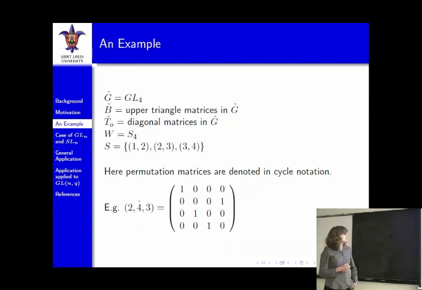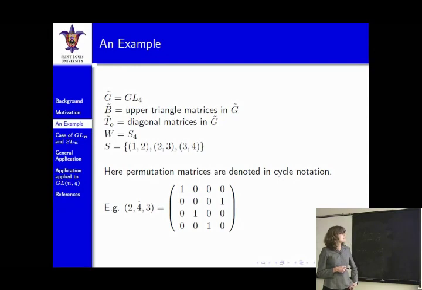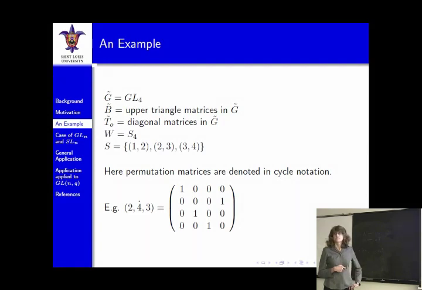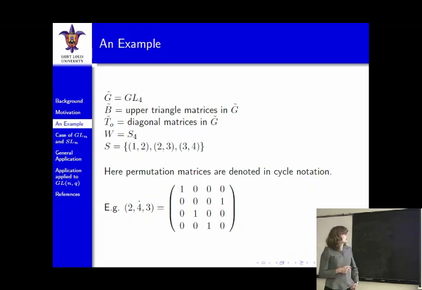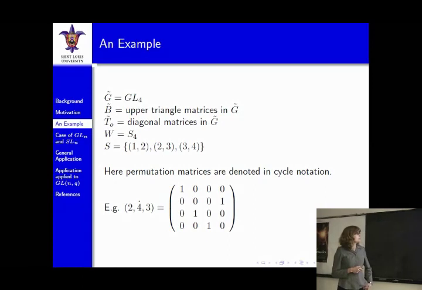All right, and then T naught tilde will be the diagonal matrices. This is our torus in this case. The Weyl group is S4 in this case. And the distinguished set of generators are these transpositions, the ones that correspond to the three simple root subgroups.